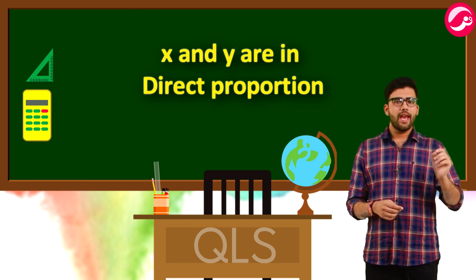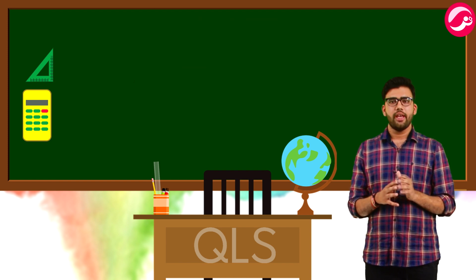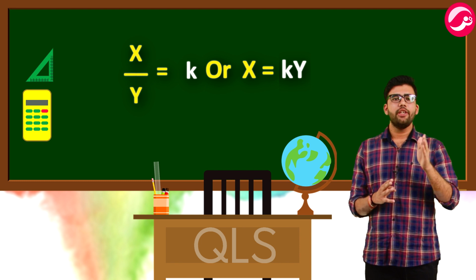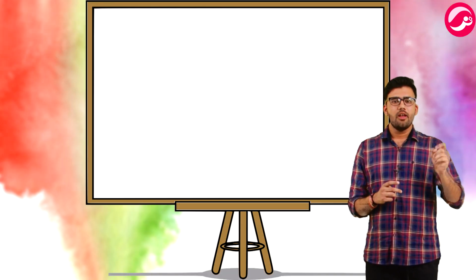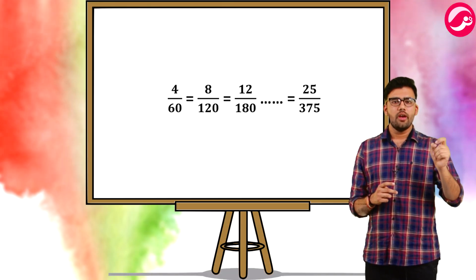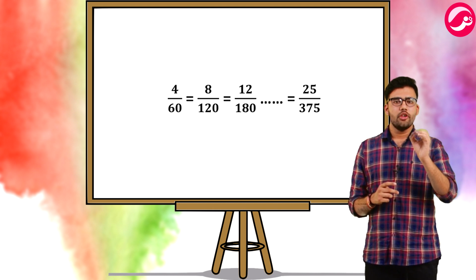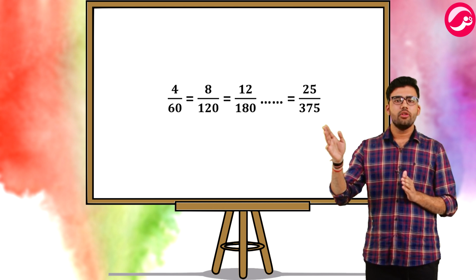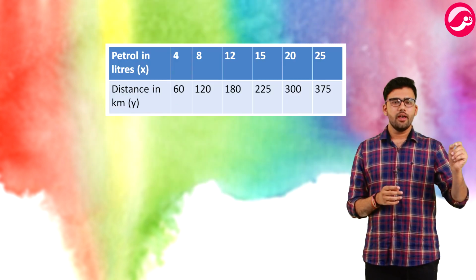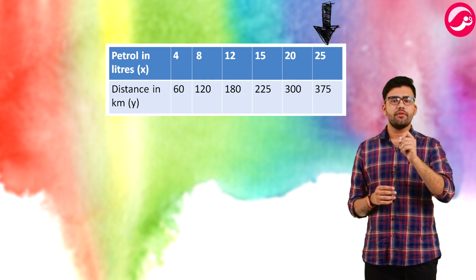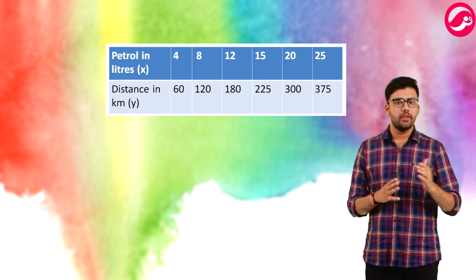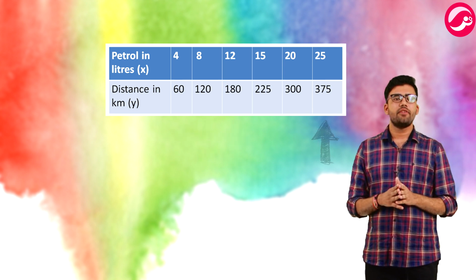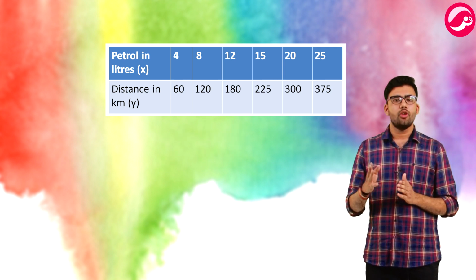We say that x and y are in direct proportion if x upon y is equal to k, or x is equal to k into y. For example, 4 upon 60 is equal to 8 upon 120 is equal to 12 upon 180 and so on, is equal to 25 upon 375, where 4, 8, 12 and 25 are the quantities of petrol consumed in liters and 60, 120, 180 and 375 are the distances, that is y, in kilometers.